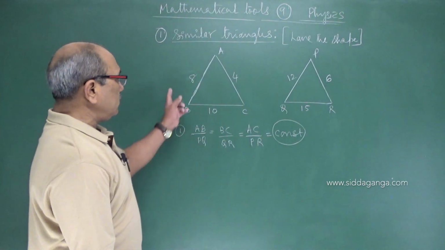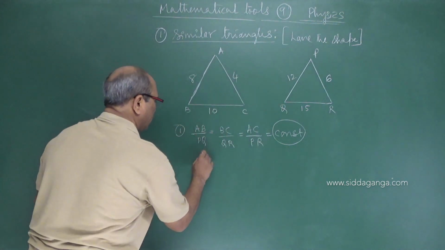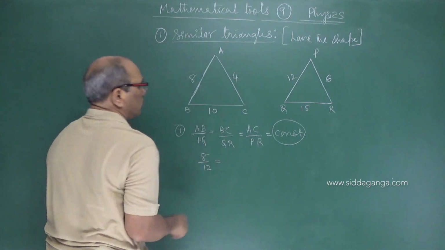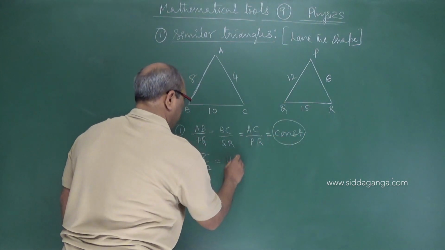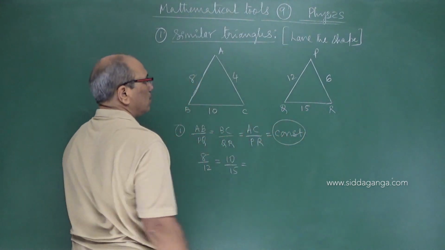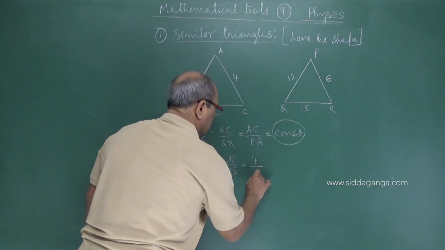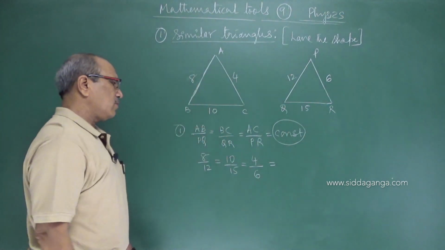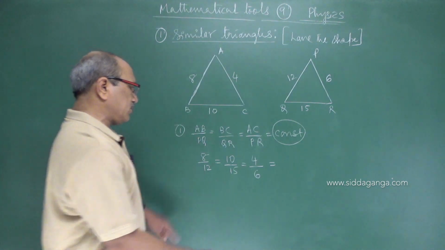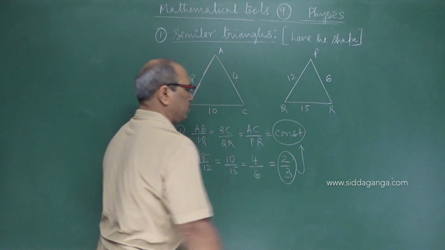To make it convenient for you, I have taken this example. For example, you take 8 by 12 here is equal to 10 by 15, because BC by QR. Similarly, AC is 4 by 6. What is this? You take 4 twos are 4, 3 twos are 6. It is 2 by 3. A constant value is coming for any ratio.